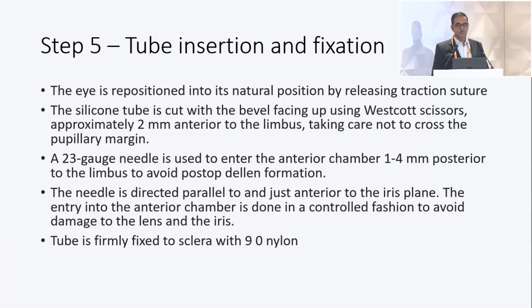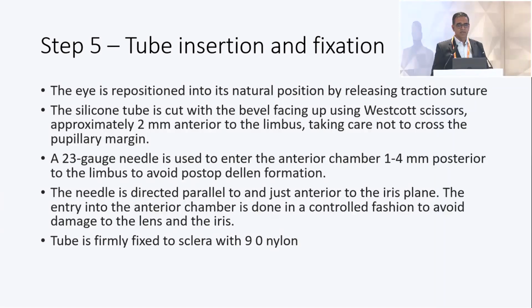You don't want it to cross the pupillary margin, so keep it about 2, at the most 2.5 millimeters. Use a 23 gauge needle to enter the anterior chamber between 1 to 4 millimeters posterior to the limbus, and we don't want it very close to the limbus, as far behind as possible. Up to 3 to 4 millimeters would be optimum.